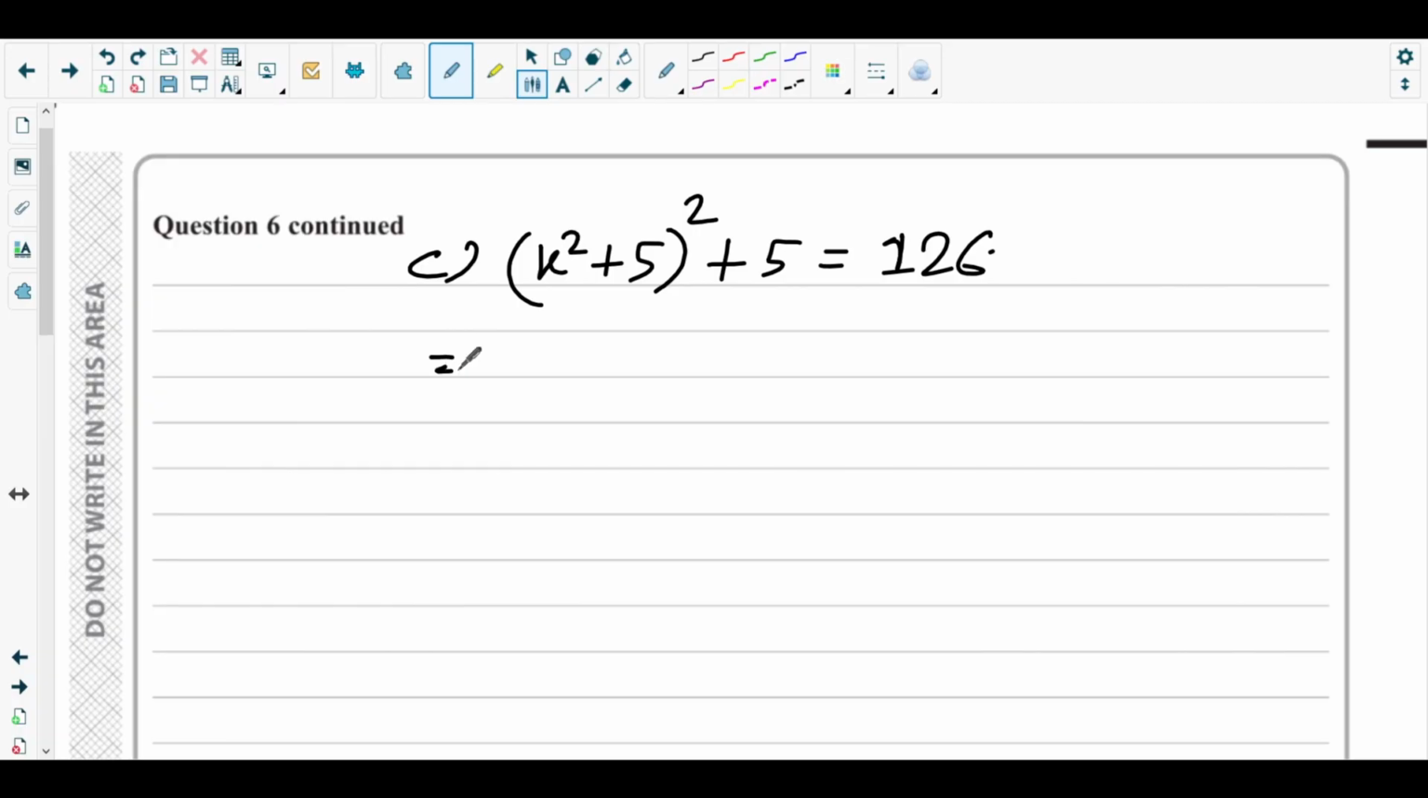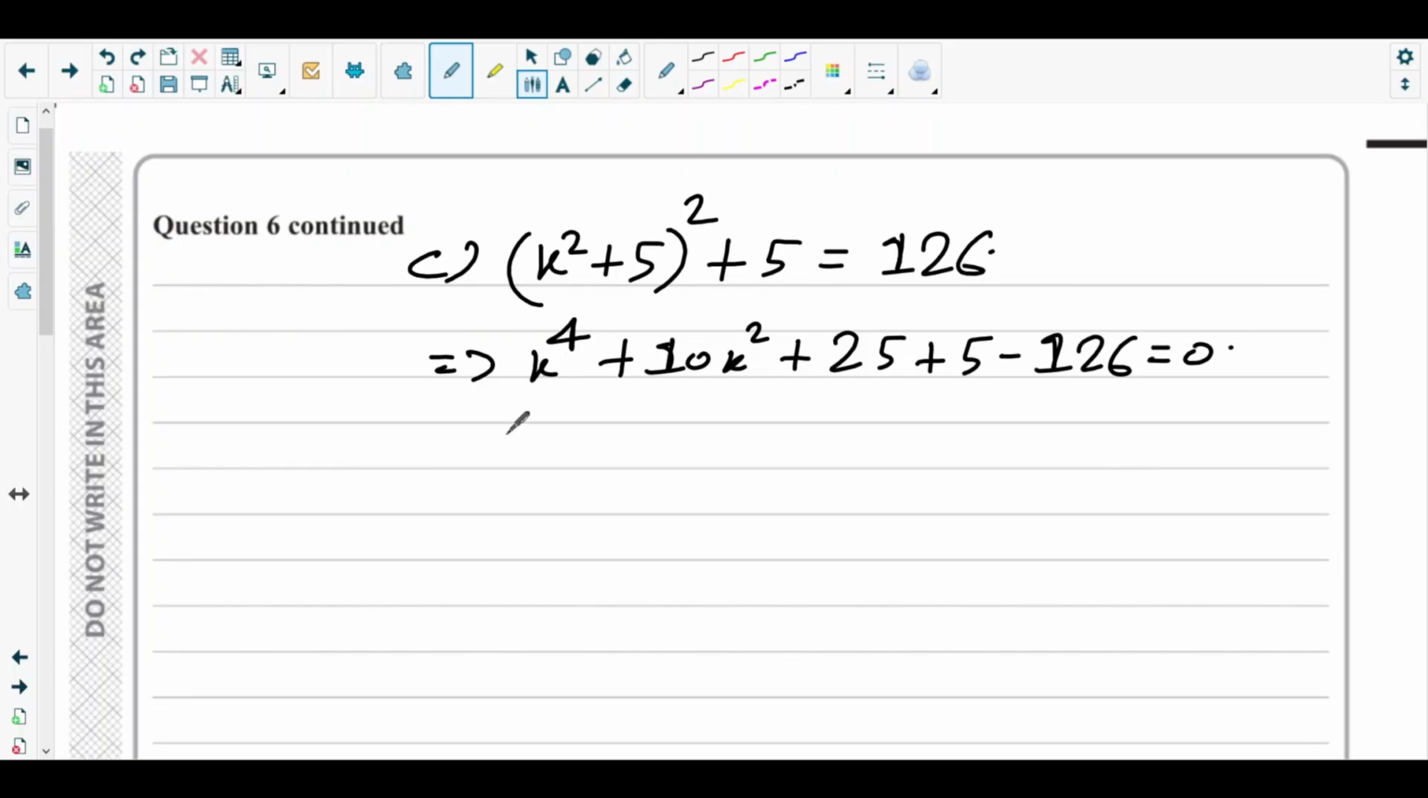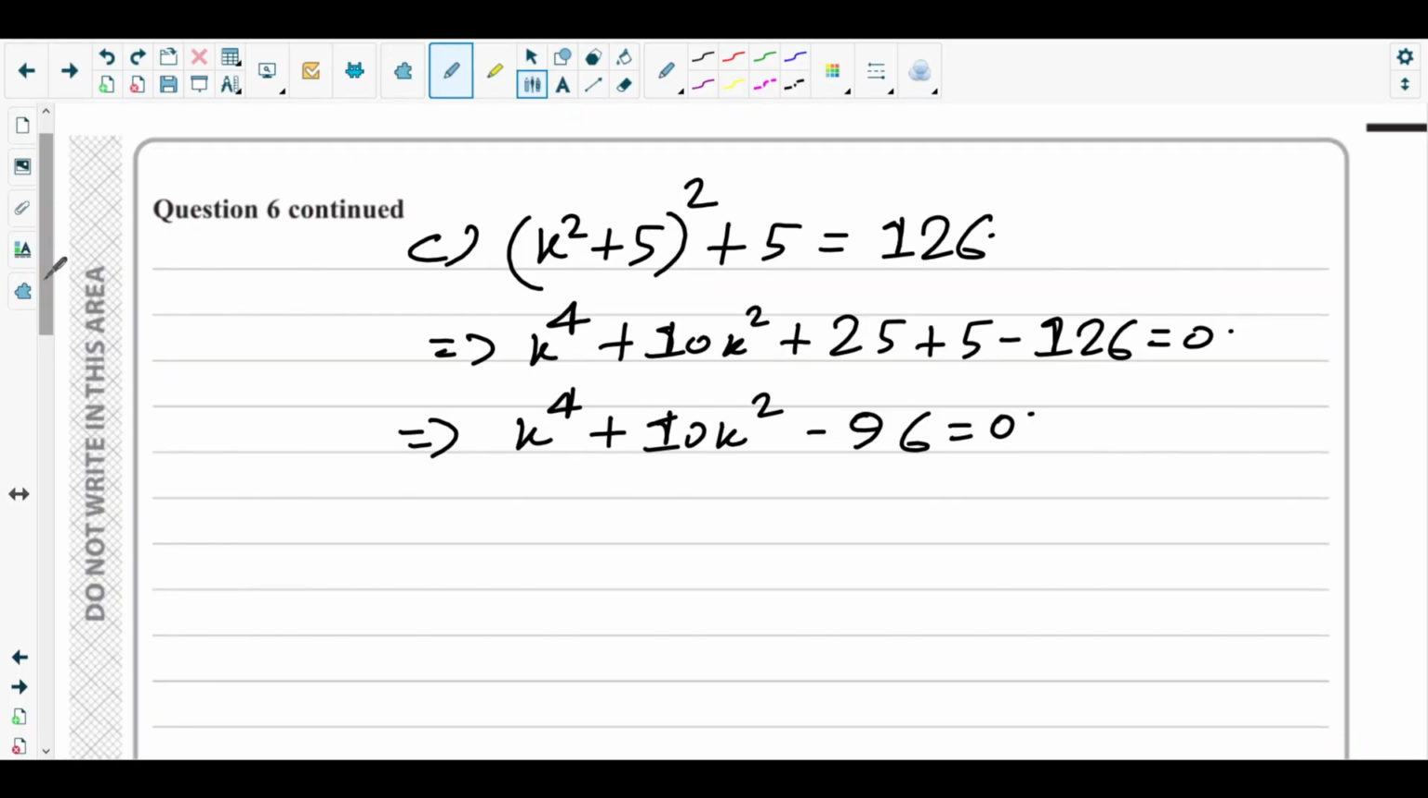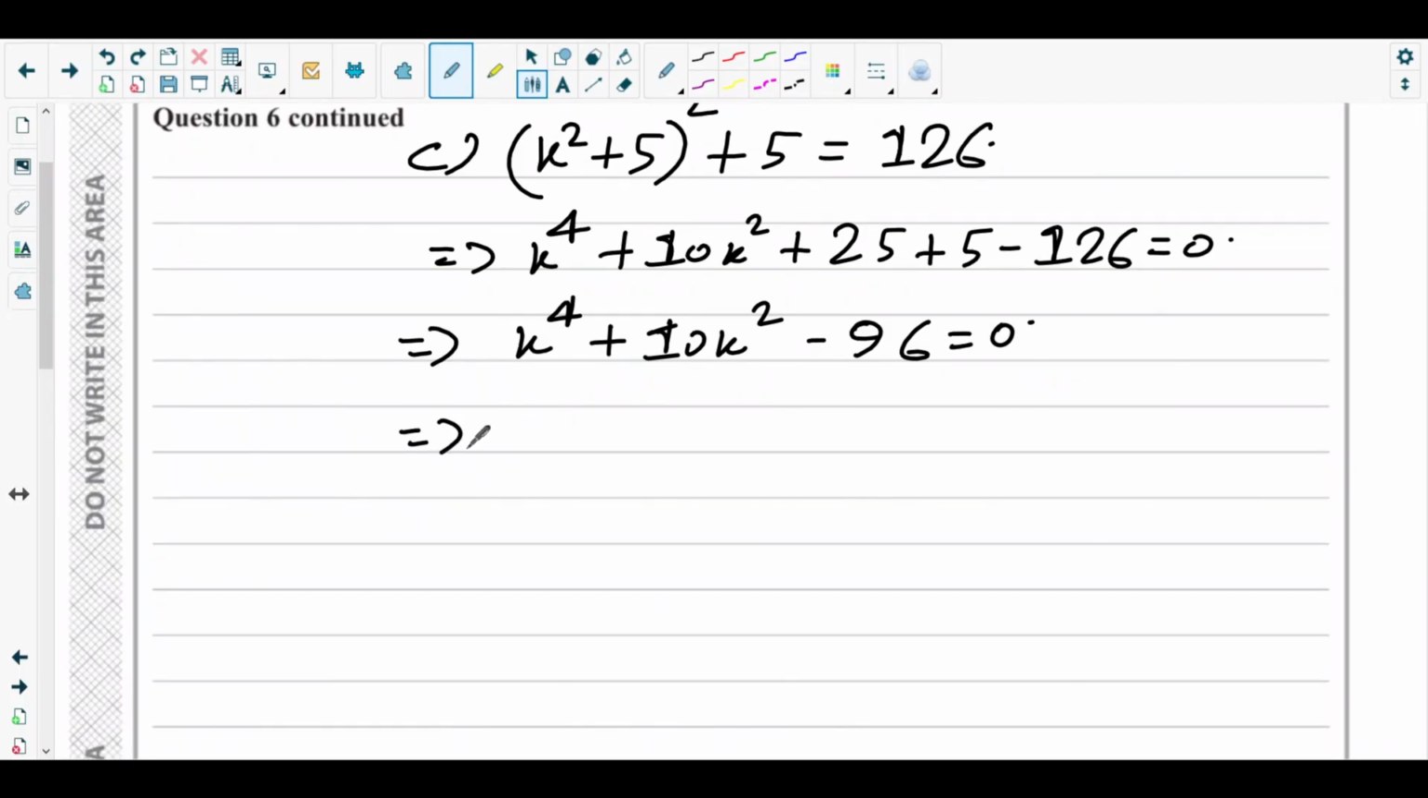So now expand the bracket. You will get a square plus 2ab plus b square, plus 5, minus, take 126 to the left, so you'll get negative 126. This equals 0. So x to the power 4 plus 10x squared plus 25 plus 5, this is what? 30. So negative 126 is what? Negative 96 equals to 0. Now 16 times 6, isn't it?